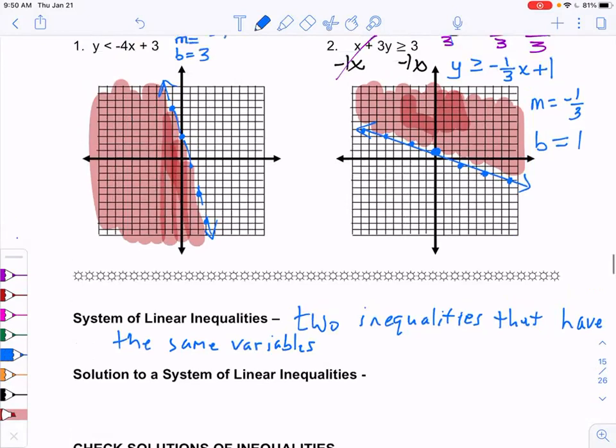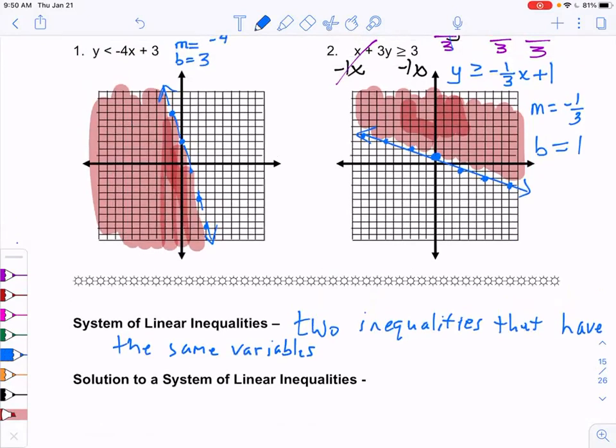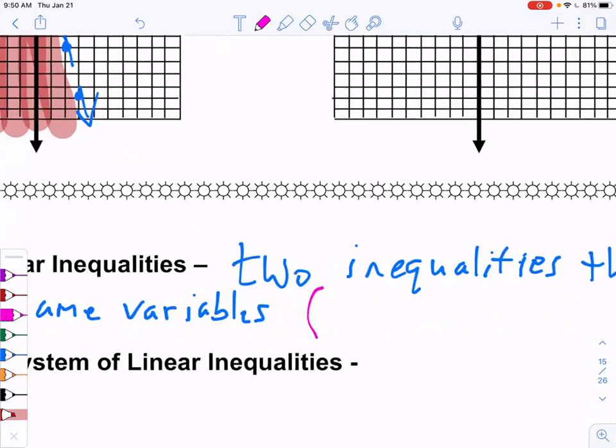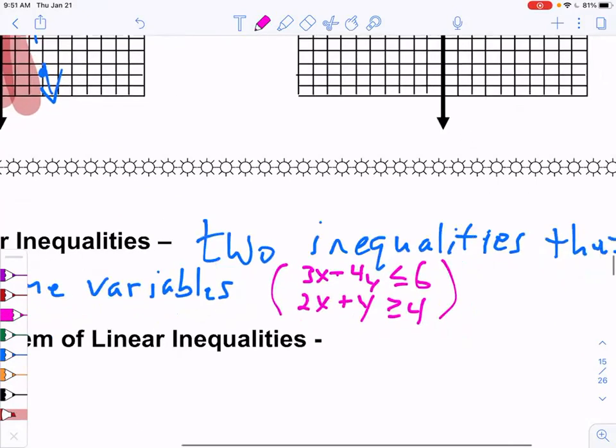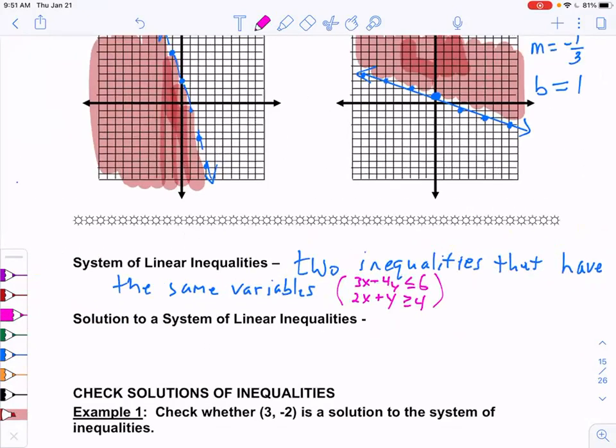So when we looked above our example, we could actually combine these 2 into 1 because they both have an x, they both have a y. So just like an example of this might be, 3x minus 4y is less than or equal to 6, and then 2x plus y is greater than or equal to 4. So here's an example of what a system of linear inequalities is.